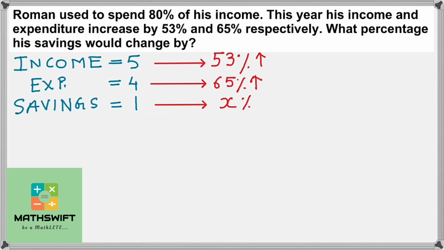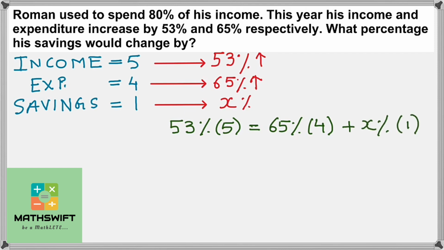Now there is yet another method to solve such questions, which is based on the fact that the extra income, that is 53% of what it was before, as in this case, would go into either expenditure and or savings, as long as he is not a philanthropist kind of a person and gives that extra income to charity. So his extra income, that is 53% of 5 units, would be equal to the sum of increase in expenditure, that is 65% of 4 units, and some X% change in savings.